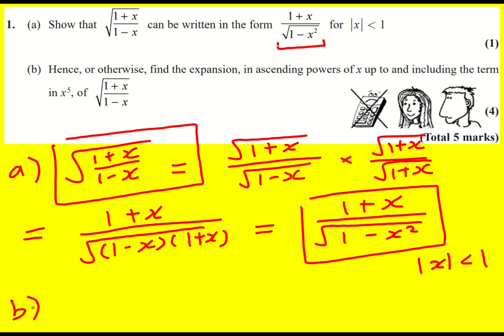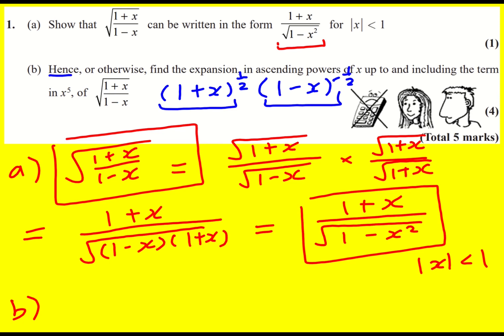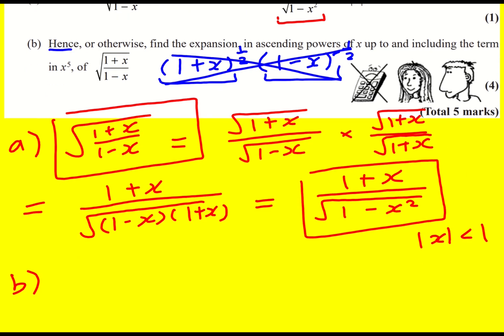So B is saying hence or otherwise find the expansion in ascending powers of x up to and including the term of x to the 5 of this thing here. Now the hence is a big tip. I'm going to go straight into writing it using index notation. So you could write 1 plus x to the half multiplied by 1 minus x to the minus a half, expand this one and times it by the expansion of that one. But you're going to get a lot of cross multiplying to do. You don't want to do that. The hence is telling us, actually, you know what? Use this result here.